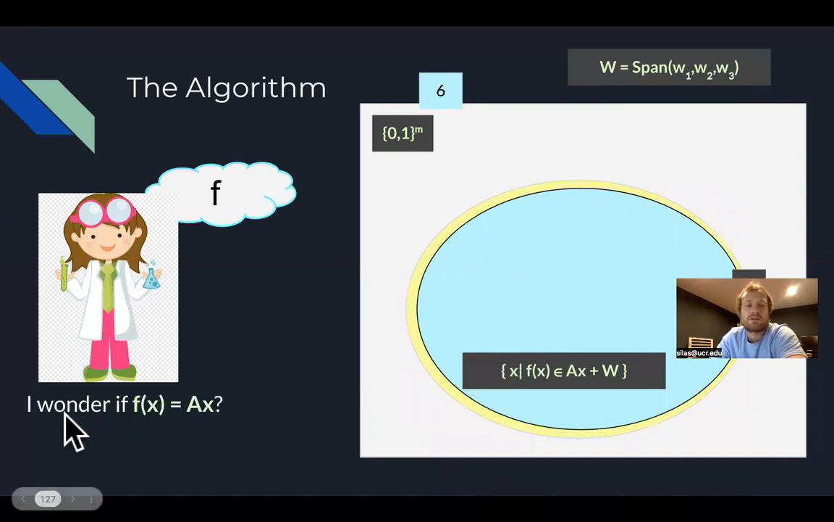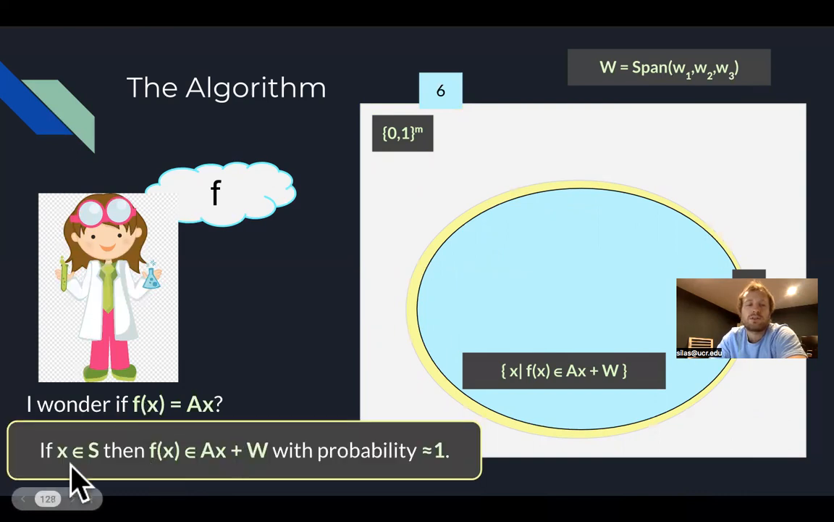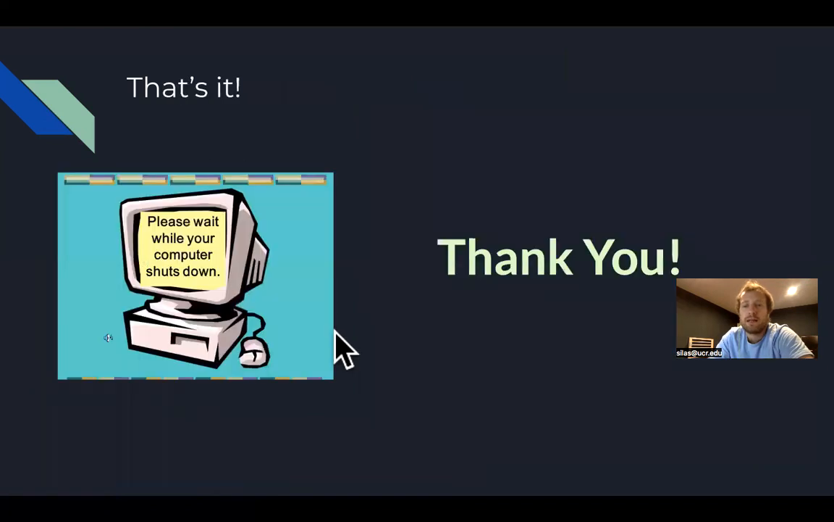The hope is that what we can show is that eventually, f of x being in the blue set is going to be a very good proxy for f of x being equal to A of x plus something in the low-dimensional vector space W. And somehow this is going to be good enough for us to recover A, because W is a low-dimensional vector space. All right, so that's a summary of our algorithm, and that's it. Thank you very much.